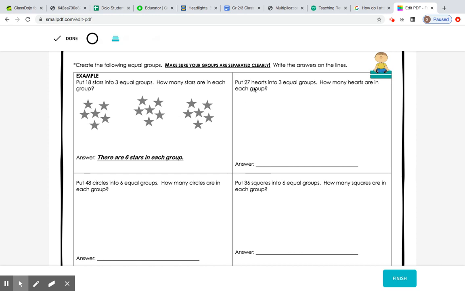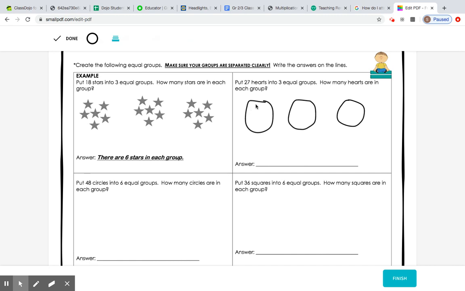I'll do this one with you so I can help you. You're going to put 27 hearts into 3 equal groups. How many hearts are in each group? First we need to make 3 equal groups. So these would represent my groups. And since it's going to take me so long to put 27 hearts into each group, I'm going to let you do this on your own.